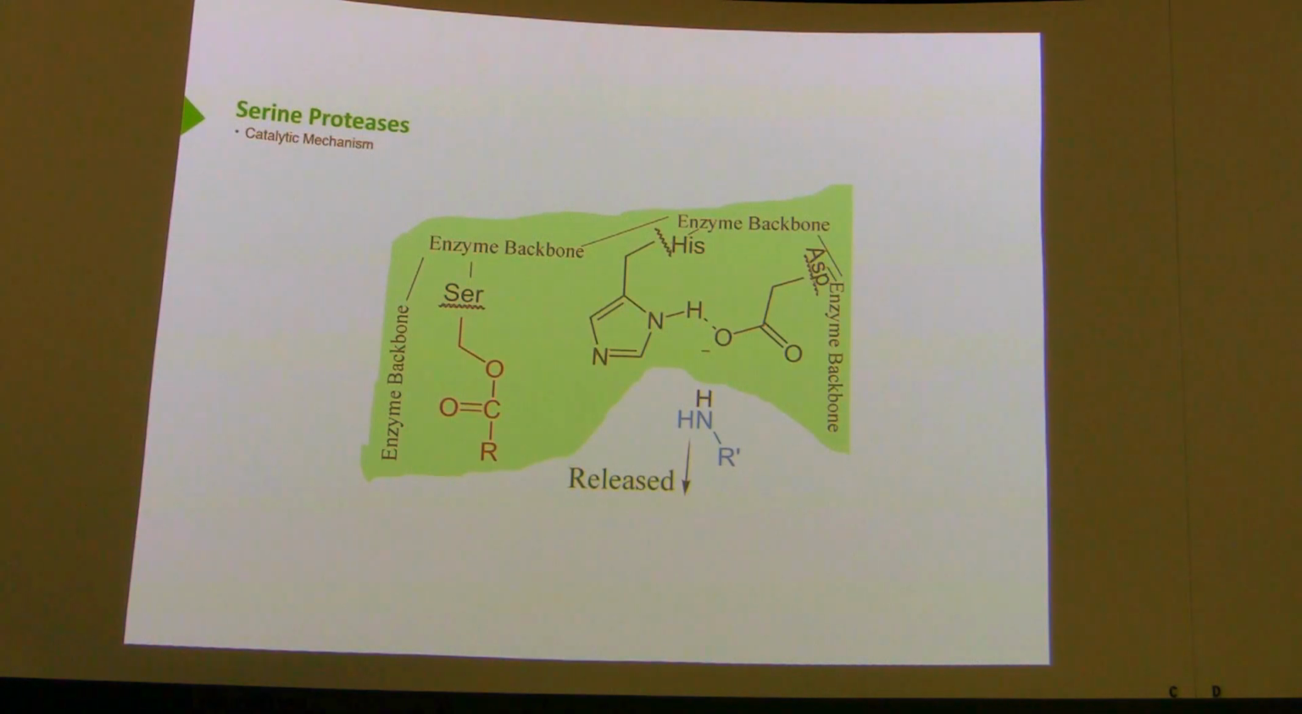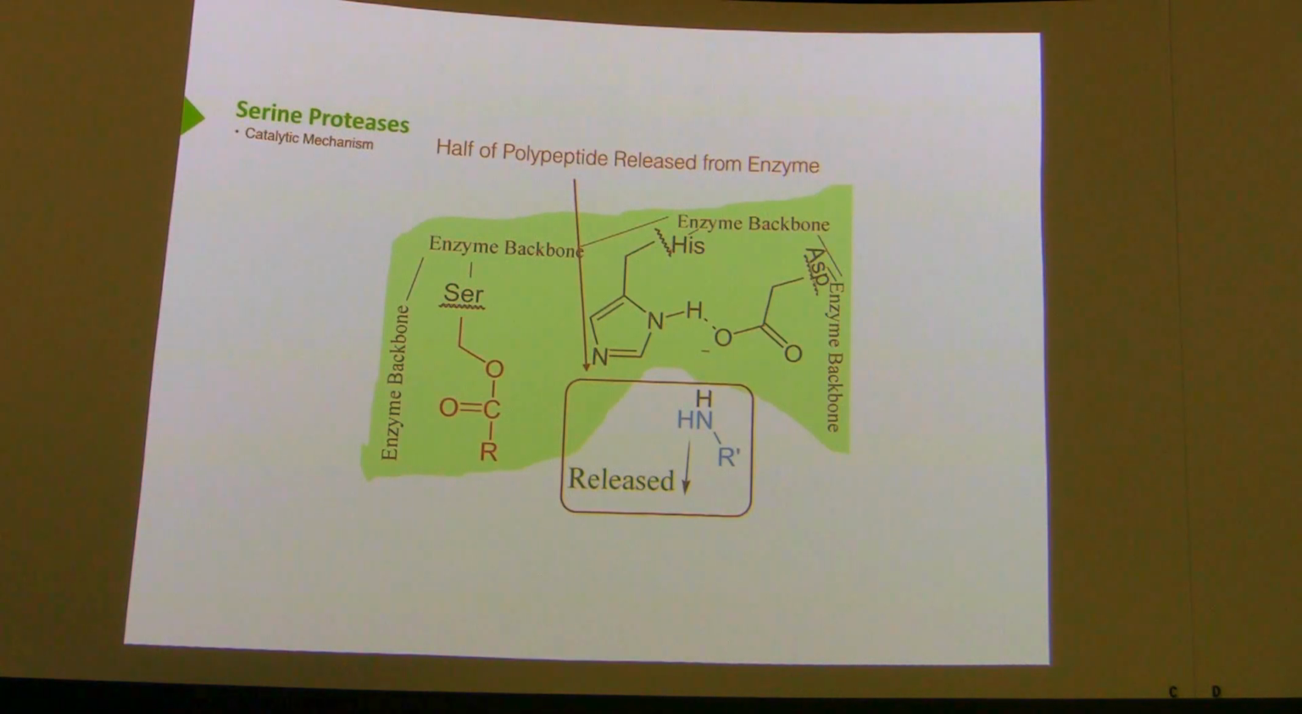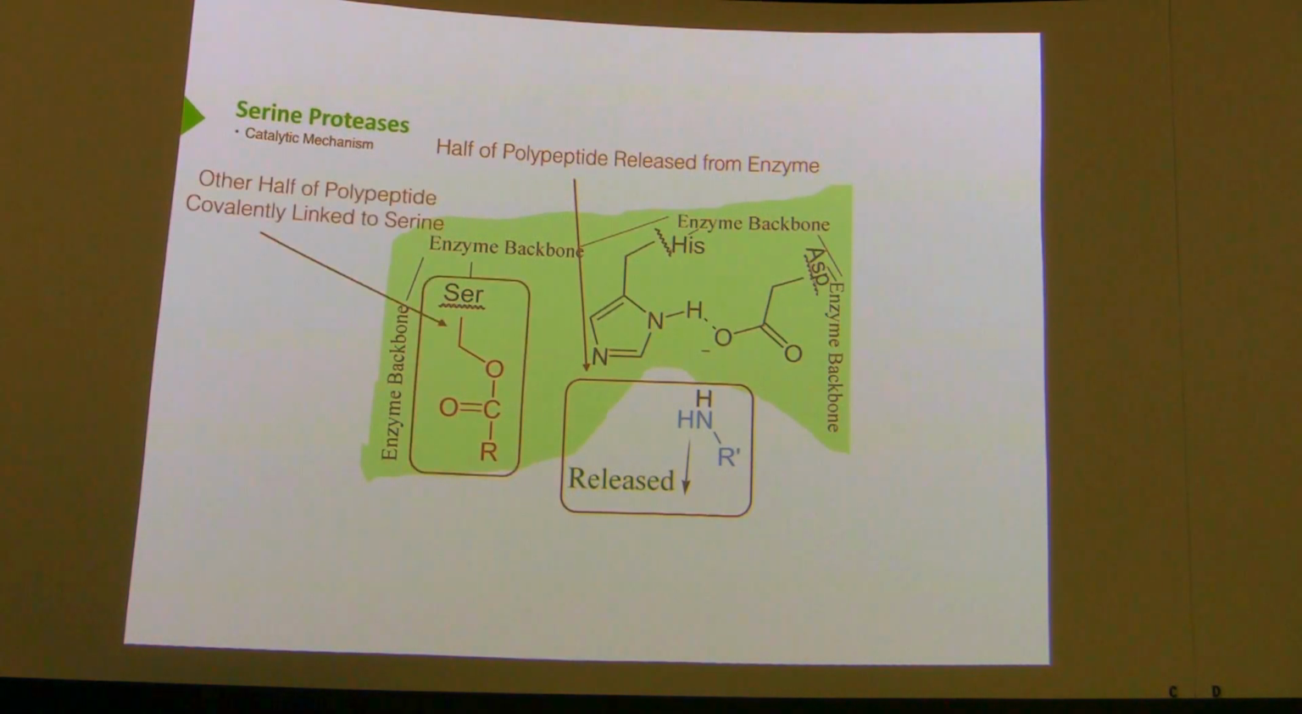All right. Now, the bond has fallen apart. It's broken apart. The first polypeptide chain is released. That was the half on the right. The half on the left, which contains the phenylalanine, is covalently attached to the serine residue. At this point, we have finished the fast phase of the reaction.